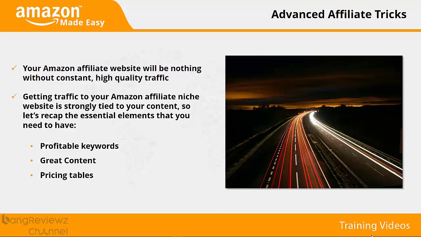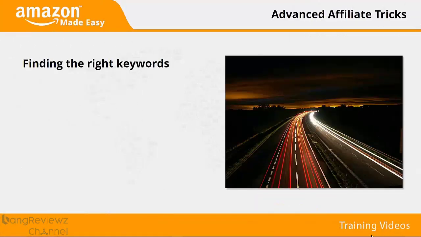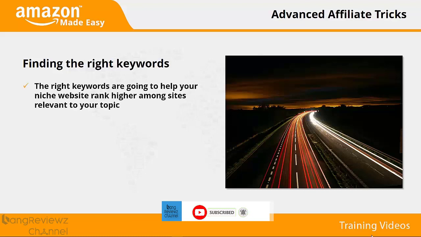In this video, we are going to focus on teaching you how to master the hottest traffic methods for Amazon affiliate websites. These methods are easy to understand and implement, and best of all, they work like a charm. Finding the right keywords. We discussed this in the previous video, but it's worth noting that this is perhaps what carries the most weight when it comes to getting traffic to any type of website, niche or not. The right keywords are going to help your niche website rank higher among sites relevant to your topic or, in your case as an affiliate, your niche.